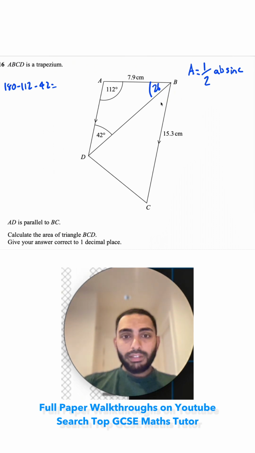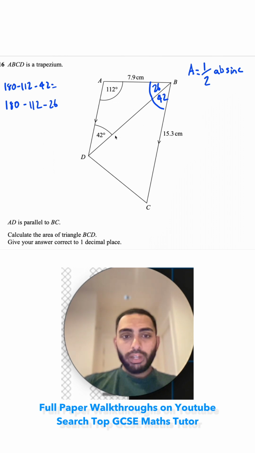Then I need to find out this angle. I know that these two lines are parallel to each other, so I've got a C shape going on over here. It's co-interior angles. So this angle and this angle, all of it, will add up to 180. So I'm going to do 180, take away 112, take away the 26, which gives me 42. So this angle here is 42.